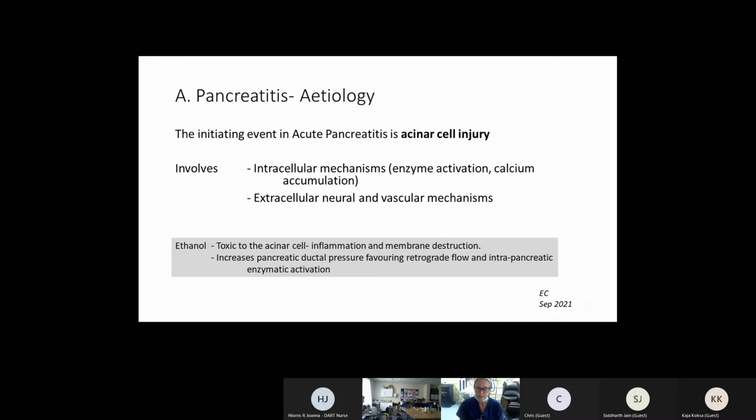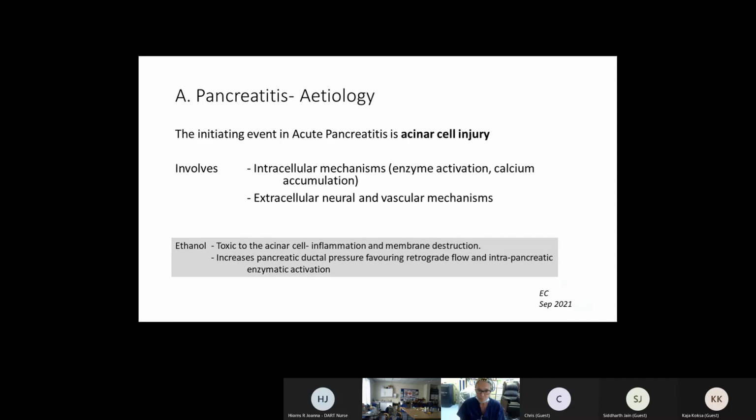So the baseline of acute pancreatitis is when there's acinar cell injury. At one level, it involves intracellular mechanisms due, as I told you before, to enzyme activation earlier than normal and calcium accumulation, so those enzymes are going to digest the organ itself, but there will be repercussions around the pancreas on the neural system and on the vascular system.